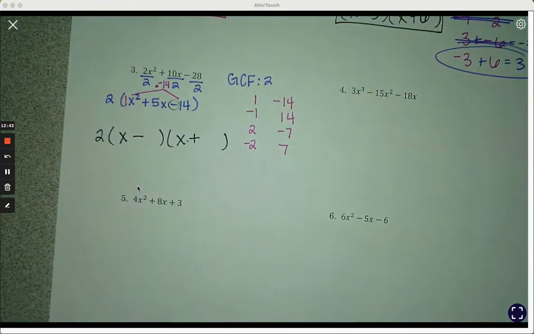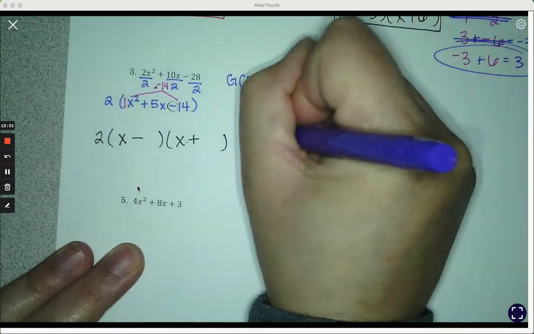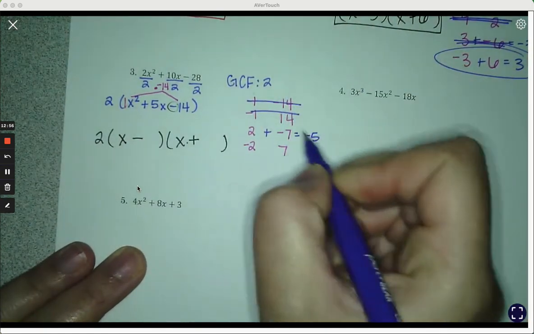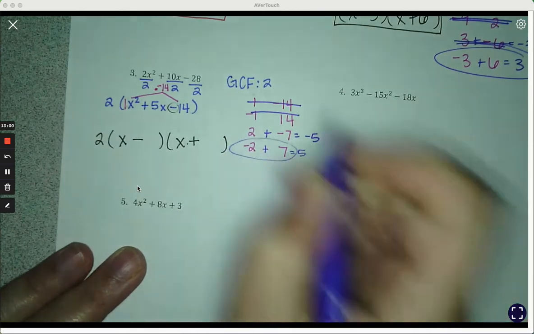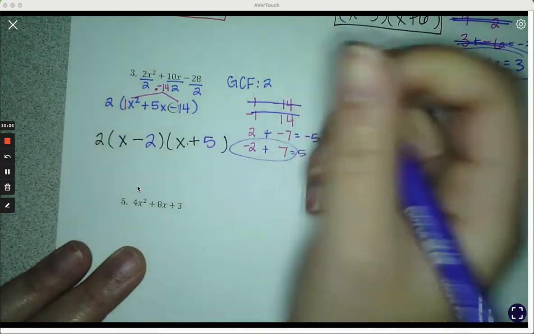So we're trying to add to a positive 5. Can't be this one, can't be this one. When I add these together, it's negative 5, so it can't be that one. It's got to be this one: negative 2, positive 5, or I'm sorry, that should be a 7.